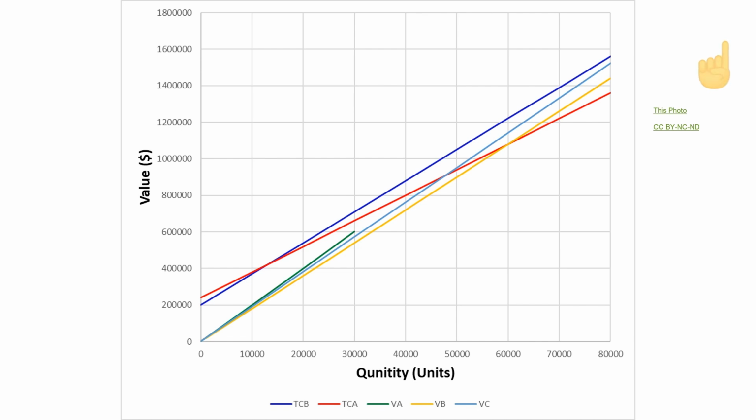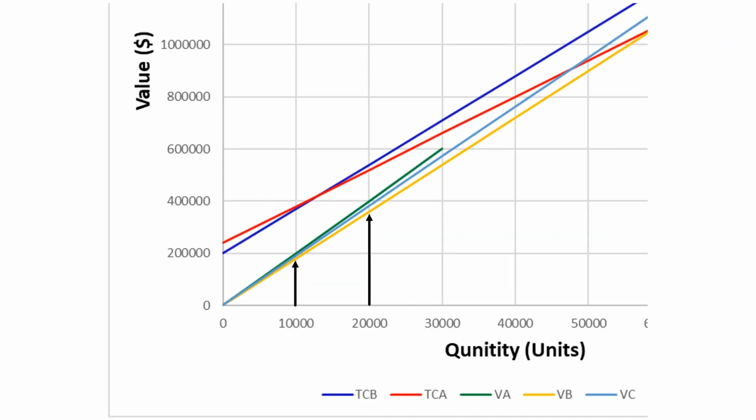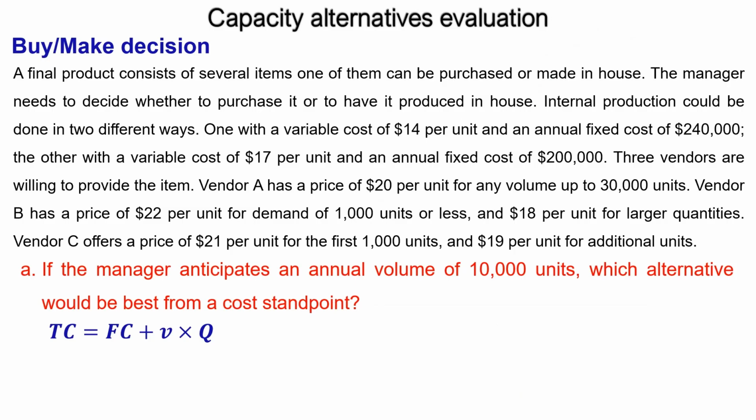The video in the above link shows how to represent break-even problems graphically using Microsoft Excel. As we can see here, vendor B has the lowest cost at Q equal to 10,000 and 20,000 units. Let us verify this mathematically by calculating the total cost of each alternative at Q equals 10,000 units.